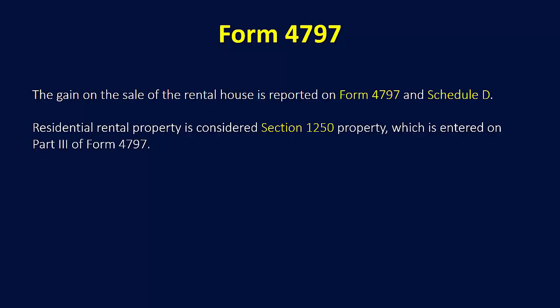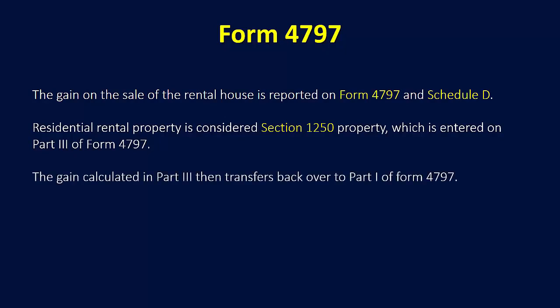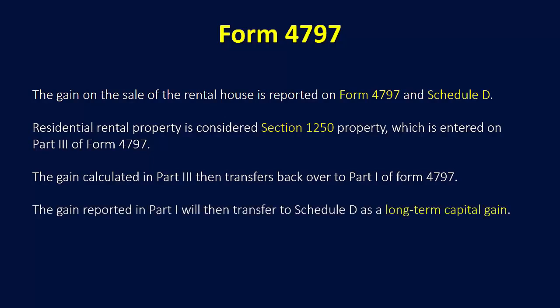Section 1250 property is generally property that's been depreciated over a period of years. The gain that's calculated in Part 3 then transfers back over to Part 1 of Form 4797. The gain reported in Part 1 will then transfer to Schedule D as a long-term capital gain, and you recall we discussed long-term capital gains in the last module.